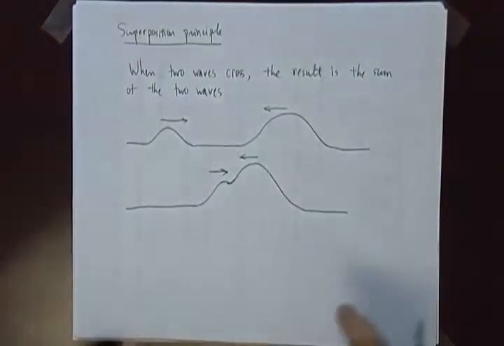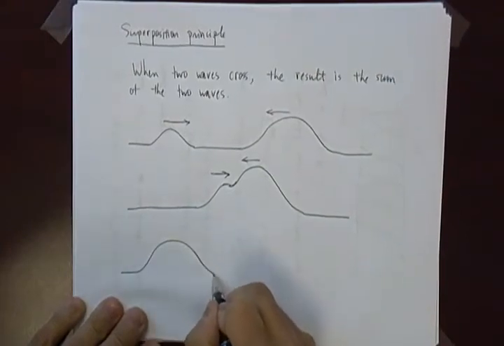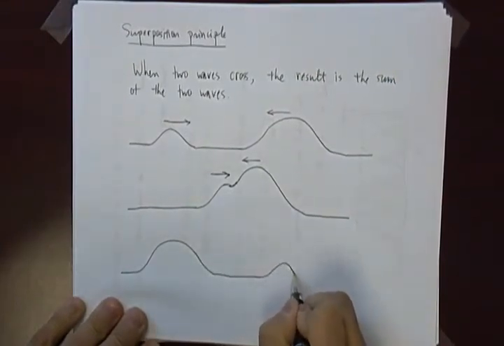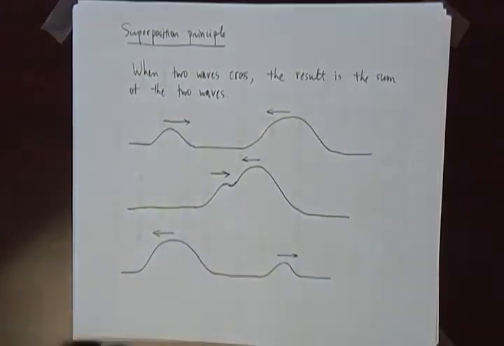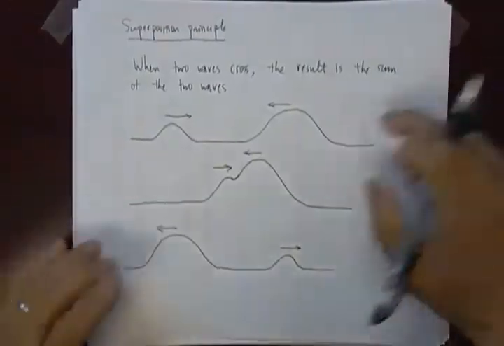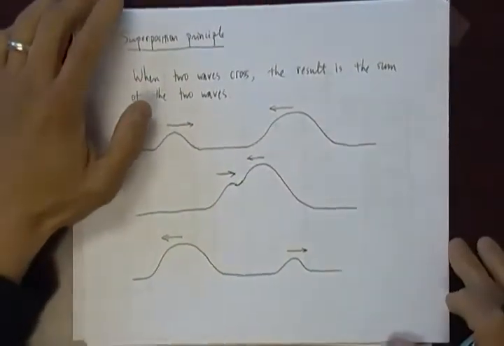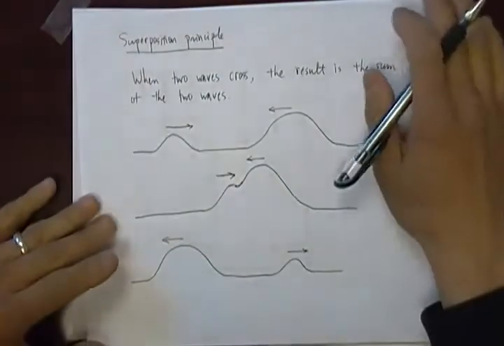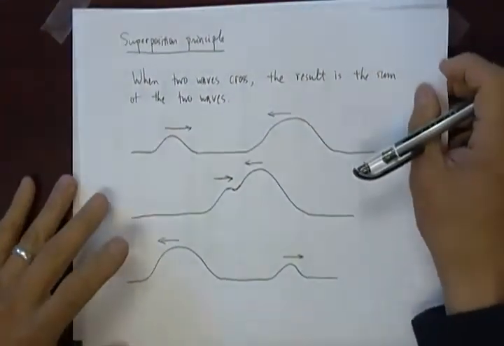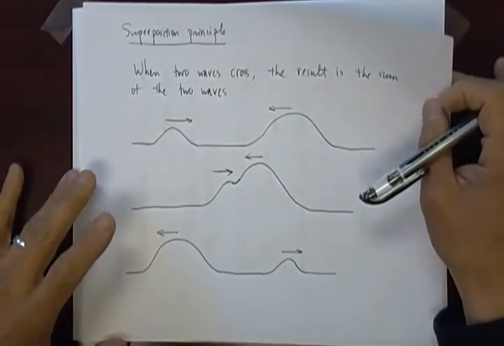And then eventually they'll just pass through each other. So the big bump is now over here, and the small bump will be over here. This one has passed through, and this one has passed through as well. They just pass through each other, and at any given time, it's just the sum of the two individual waves that gives you the entire disturbance.